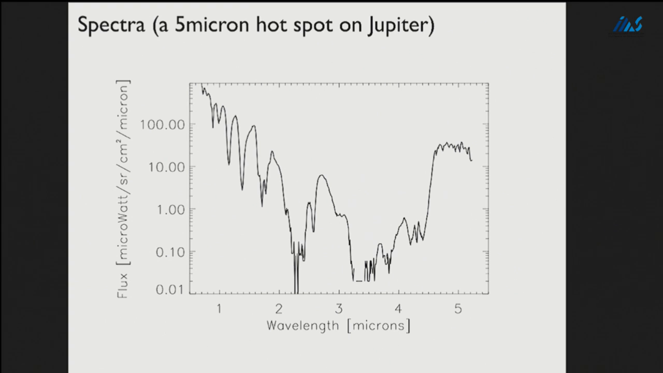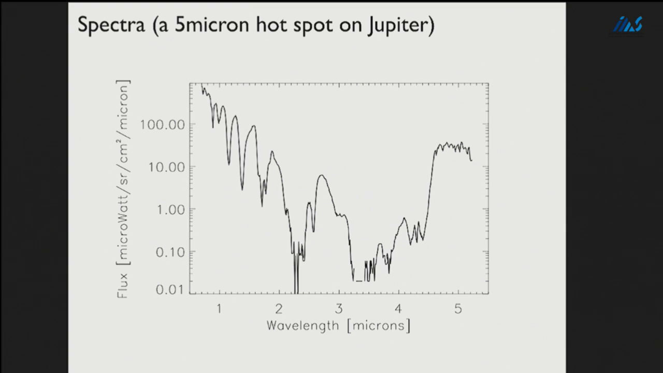One is the reflected spectrum of the sun in the visible, or near infrared, and then you have the intrinsic thermal radiation from the planet. Okay, so a black body which is at around 120K.